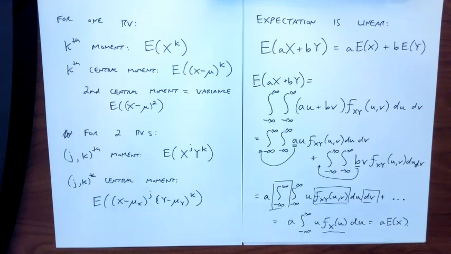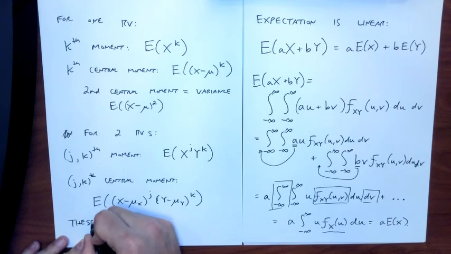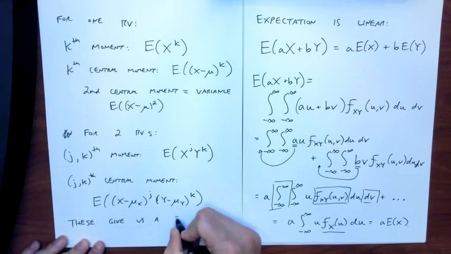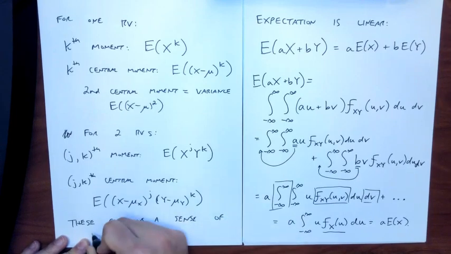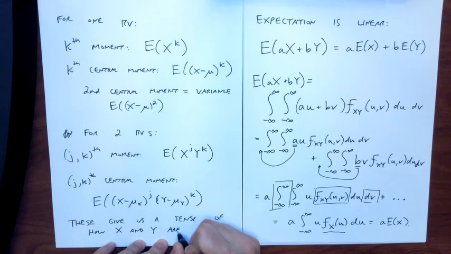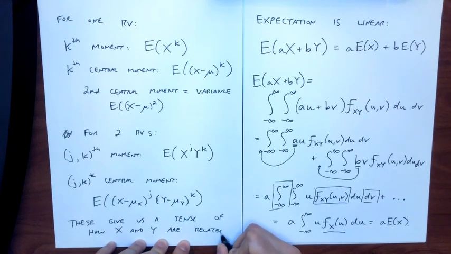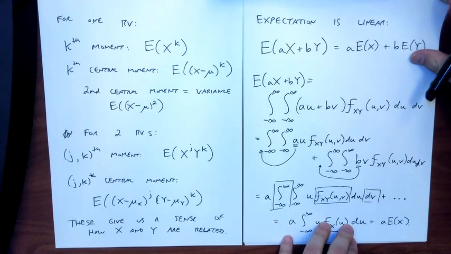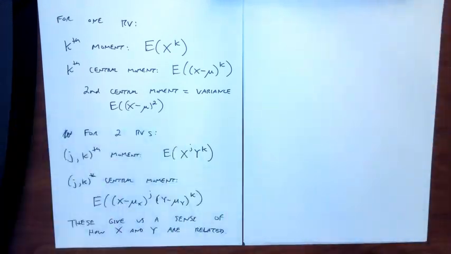All of these things give me a sense of how x and y are related to each other, right? And in particular, what I want to talk about is just the expected value of x times y. We give that a special name. So let me just say that these give us a sense of how x and y are related. Okay. But I'm going to give one of these a special name, similar to how I named the variance.